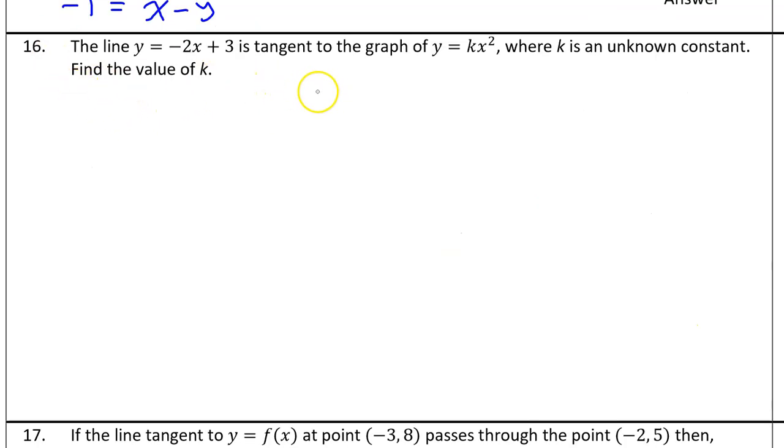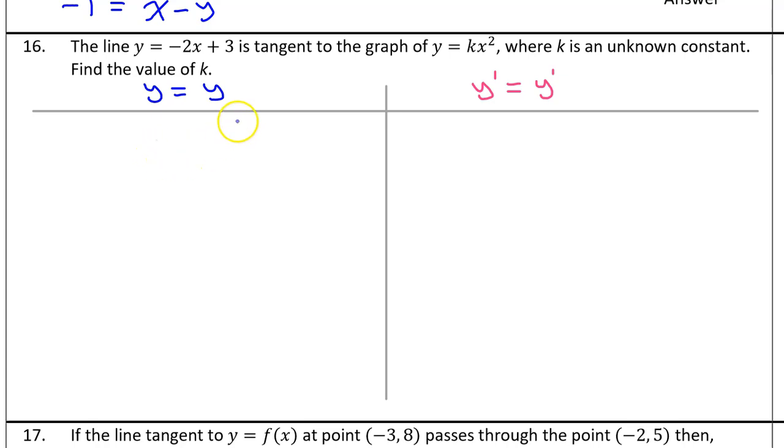Problem number 16 is a common type of problem that you're going to find on your school test and on the AP exam in May. I think of this as a K problem for obvious reasons, and I'm going to teach you a trick for how to do it. So the line y equals negative 2x plus 3 is tangent to the graph of y equals kx squared, where k is an unknown constant. Find the value of k.